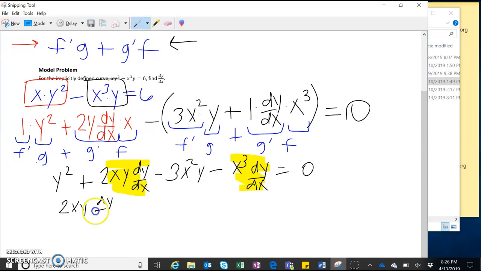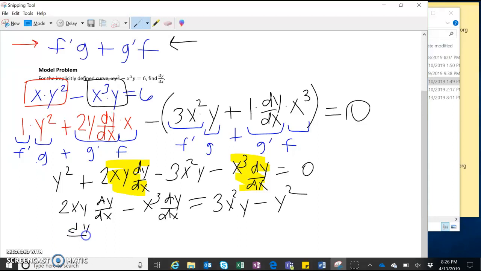2xy dy dx, stay put, minus x cubed dy dx, stay put, equals. Let's make that negative 3x squared y positive when I send it over here, and that y squared at the very front, that'll be negative when I move it to the other side. All right, since both of these have dy dx's, I can factor out the dy dx. And I'm left with a 2xy minus x cubed equal to a 3x squared y minus y squared.